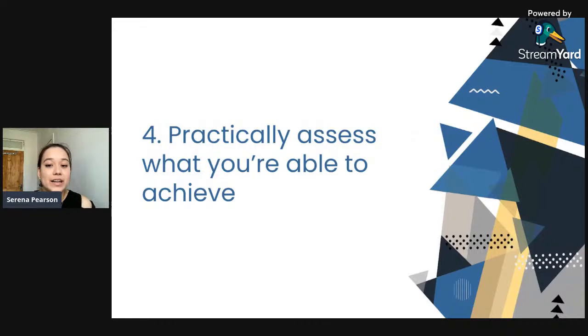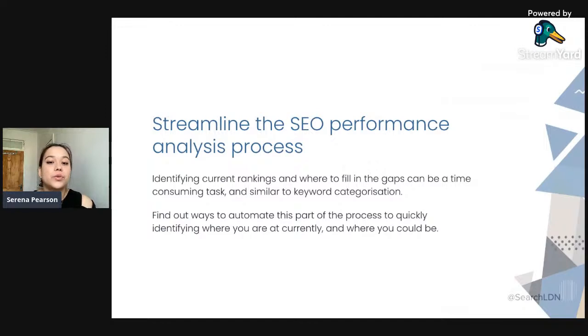And the fourth thing to look at is practically looking at what you're actually able to achieve. So as mentioned earlier, you want to streamline and automate a lot of the SEO auditing process as well, but that also includes looking at automating SEO performance analysis. So in order to identify where you're at now and where you want to be in the future, a lot of that involves keyword research ultimately, and also analysis of your website's performance. The more you can automate that portion of the analysis, the better, because otherwise you are going to be sinking a huge amount of time identifying those two areas and filling in the gaps.